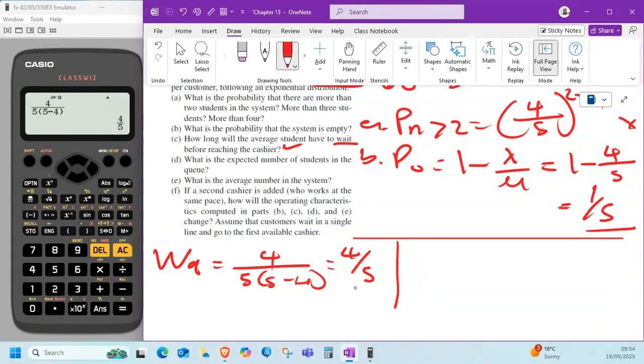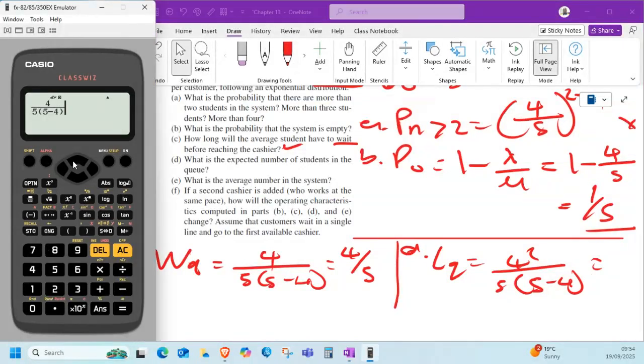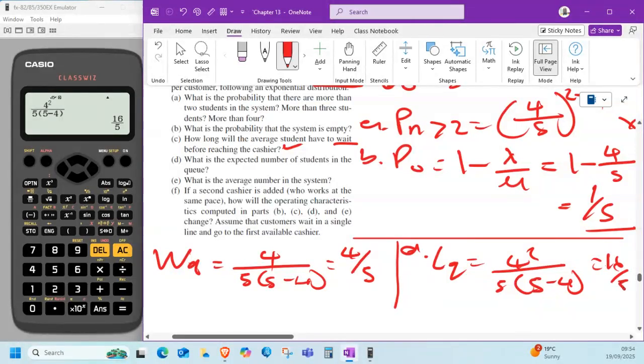What are we doing now? B, C, then C, then D. What is the number in the queue? All right, LQ, which is the one with the Q. So with the squared, 4, 5 minus 4 equals 2. You just edit that. Squared. Okay, and then we can write there 16/5. Okay, and then A, B, C, D, E.